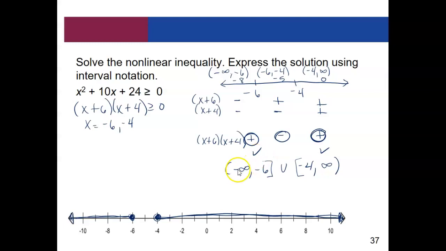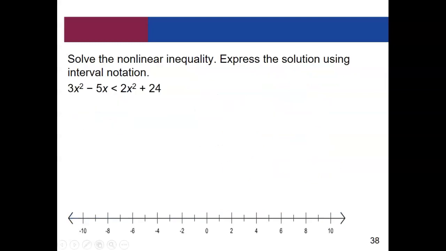So the first interval is negative infinity to negative 6, and we do want to include the negative 6 because of the bar underneath here. And the negative 4 to infinity, again, include the negative 4, and then you'll see your graph for it here. Okay, here's another one to practice.